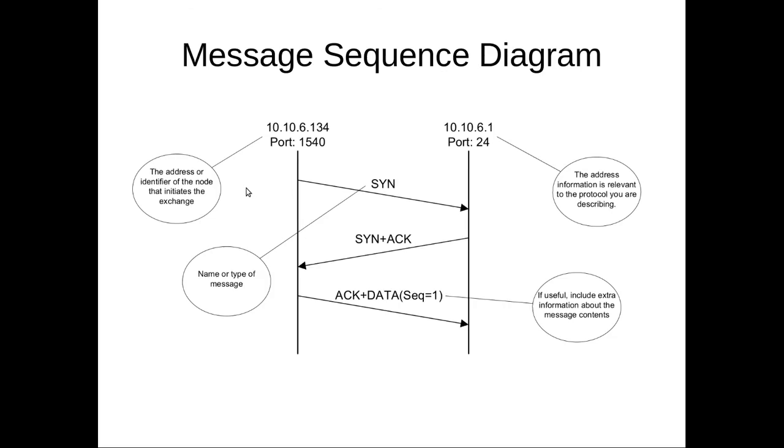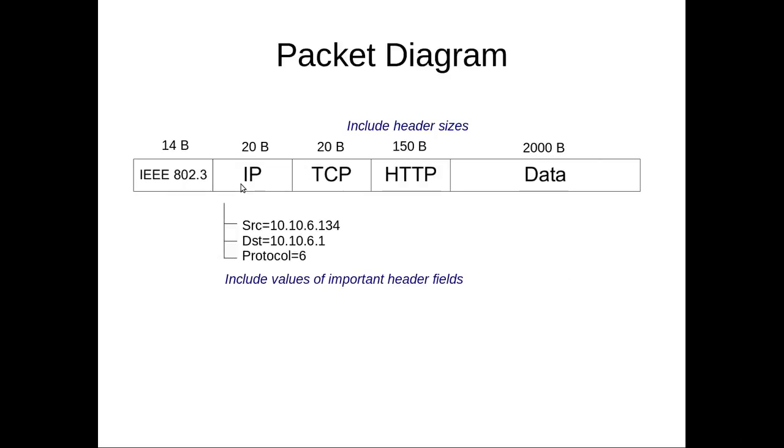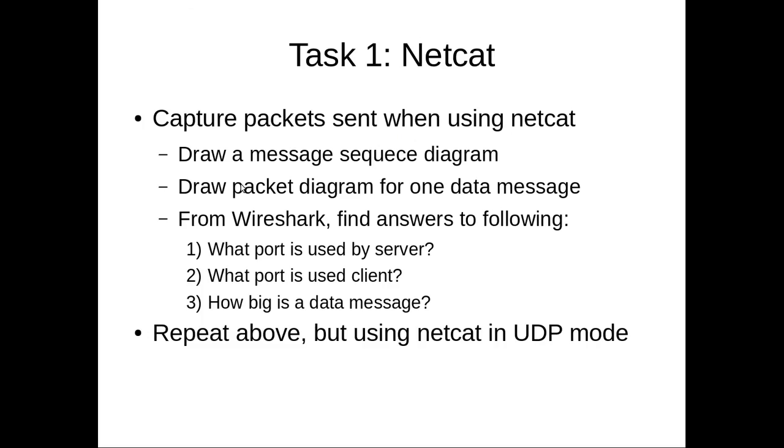The first, so you draw a message sequence diagram, a packet diagram. There are better drawn ones there. You should have captured with NC. You should quickly try, even if you don't capture, try to use NC in UDP mode. All right, try to use NC in UDP mode. You don't need to capture it.